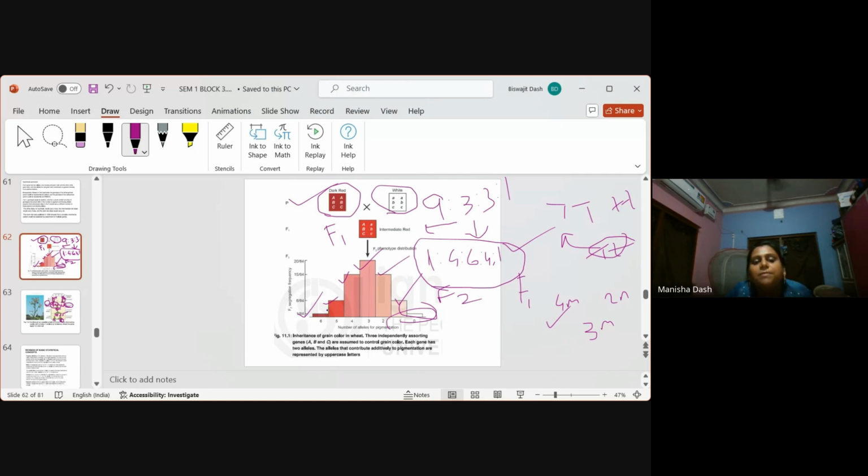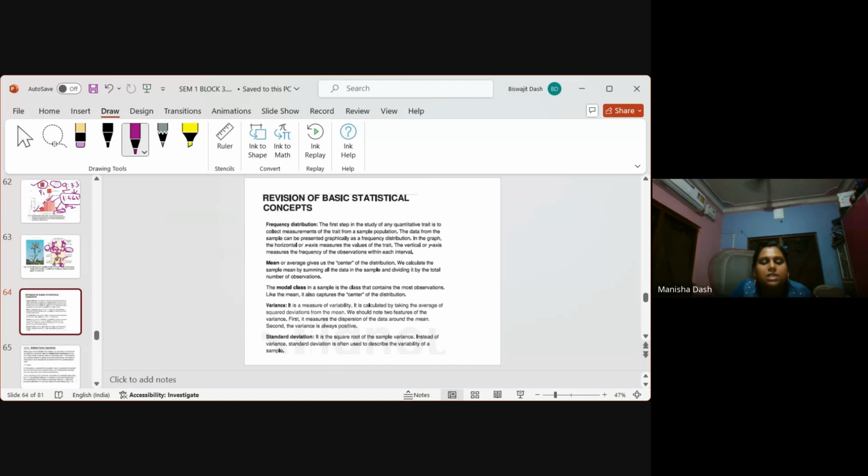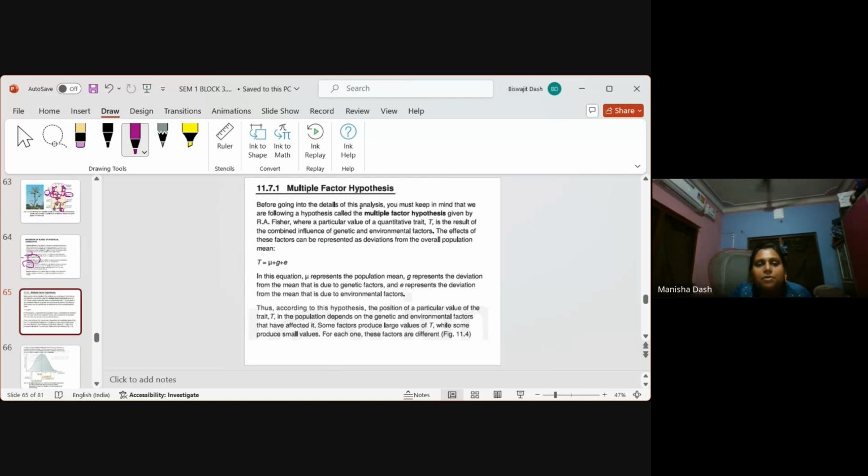But in the F2, there will be different combinations of genotypes. Okay. So here, whatever color variations you are observing are because of a combination of both genotype as well as environment. So these are certain basic statistical concepts which are used in analysis of the quantitative traits. I think most of you must know what is mean, mode, variance, standard deviation, etc. So we will use these terms in analysis of the multiple factor hypothesis, or multi-factor analysis of the quantitative traits.